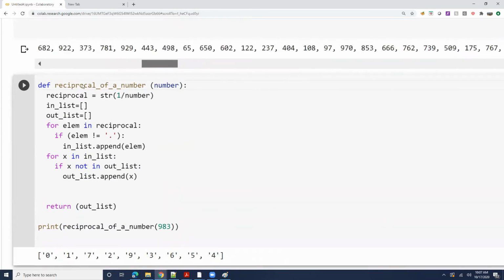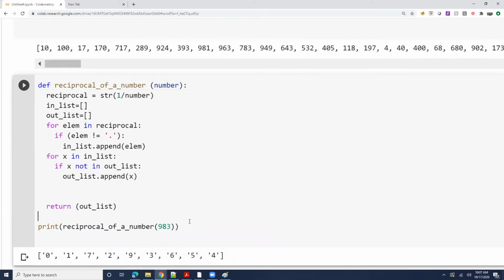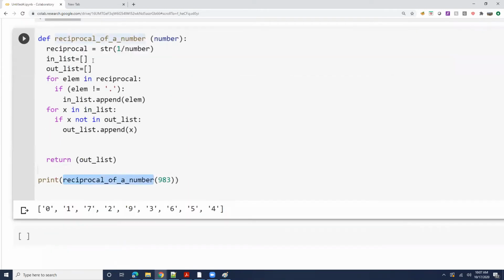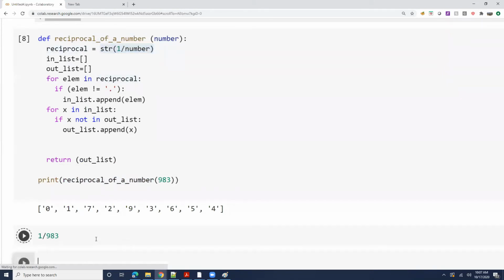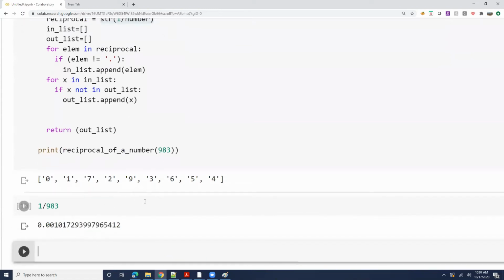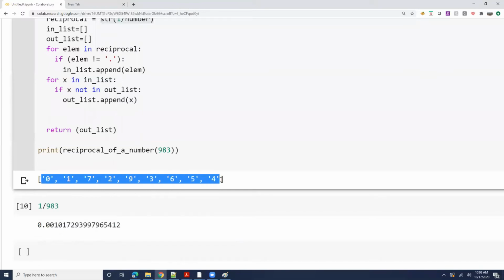So the reciprocal of 1 divided by 983 is a very, very big number. The problem you're running into here is this: when you do string of, so let's do 1 divided by 983. It's stopping at some point, right? It did not repeat really at this point. And in your integer representation, you didn't even get that really, right?